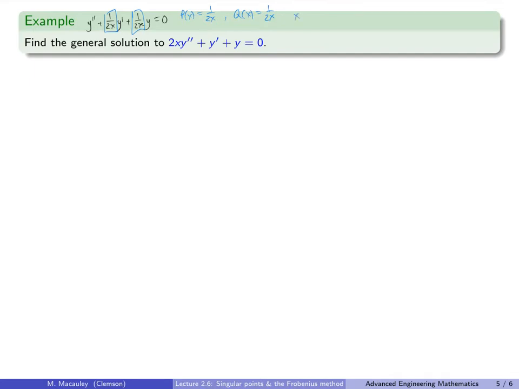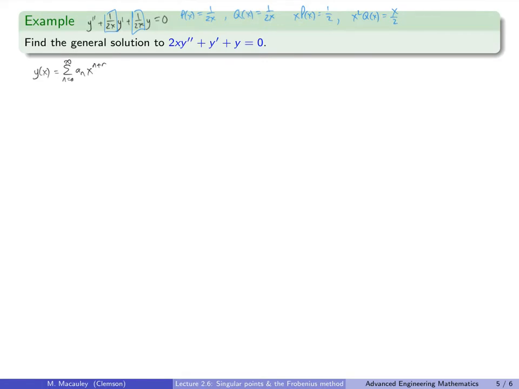However, if we compute x p of x, this is 1/2, and x squared q of x equals x over 2, then both of those are defined at 0, so this singular point is indeed regular. So that means that we can find a generalized power series solution. So y of x is the sum from n equals 0 to infinity of a n x to the n plus r. Now I like to put the r inside. I strongly recommend doing that. It just makes it easier when you take the derivative.